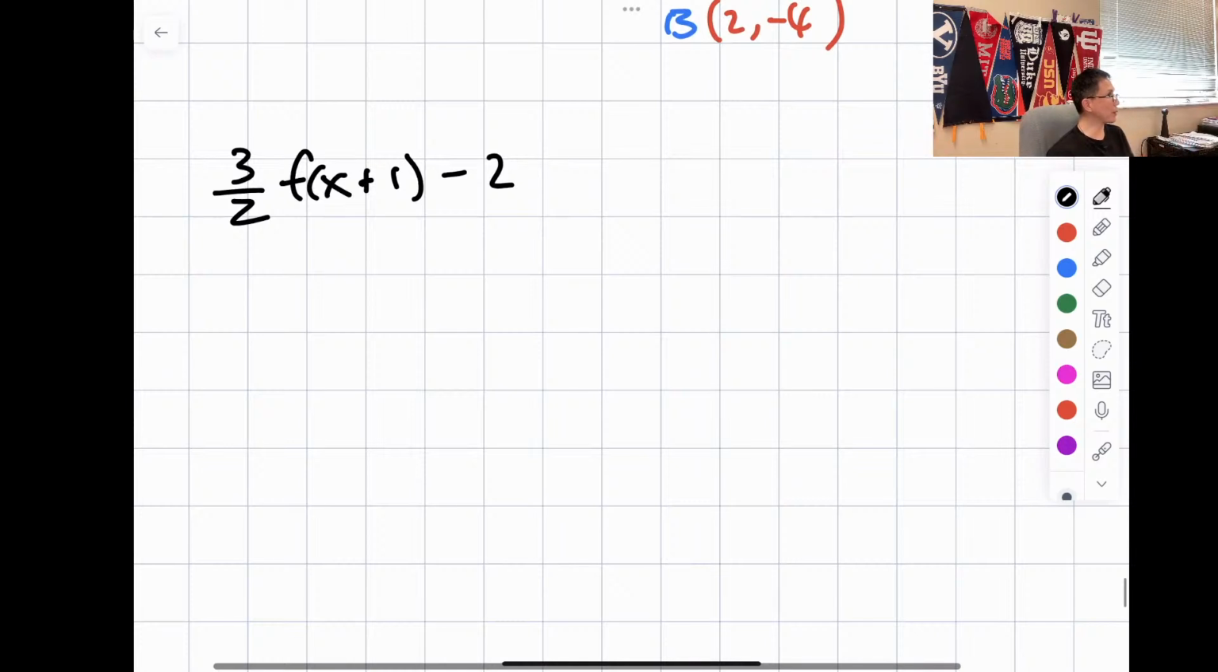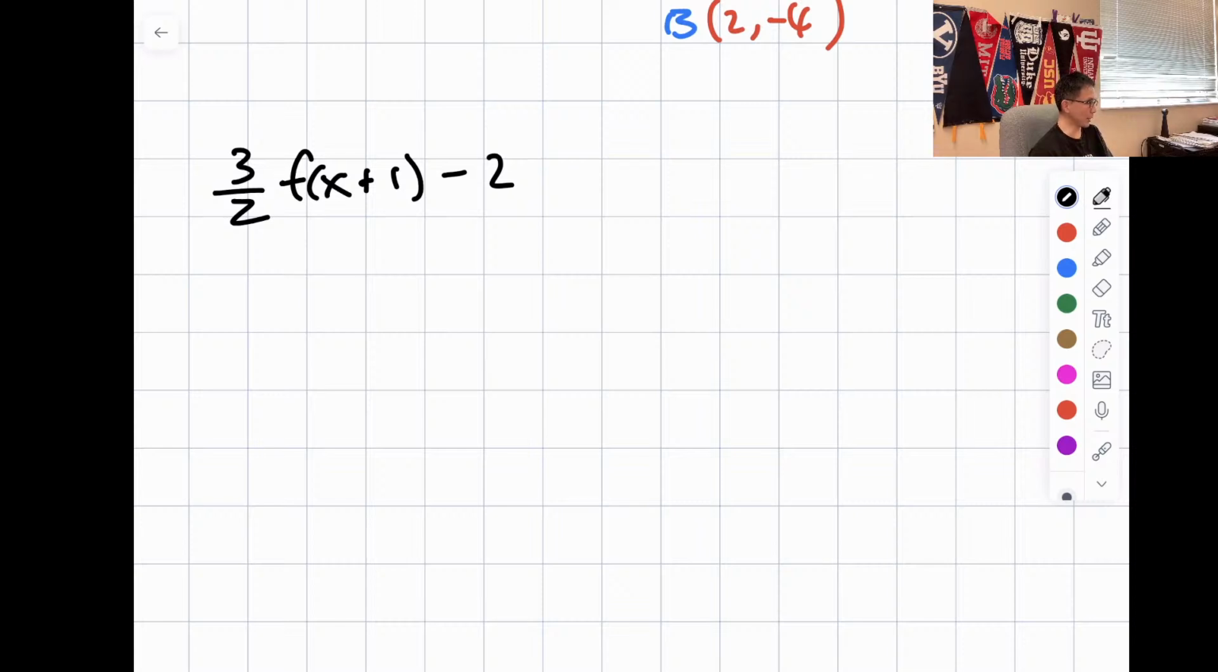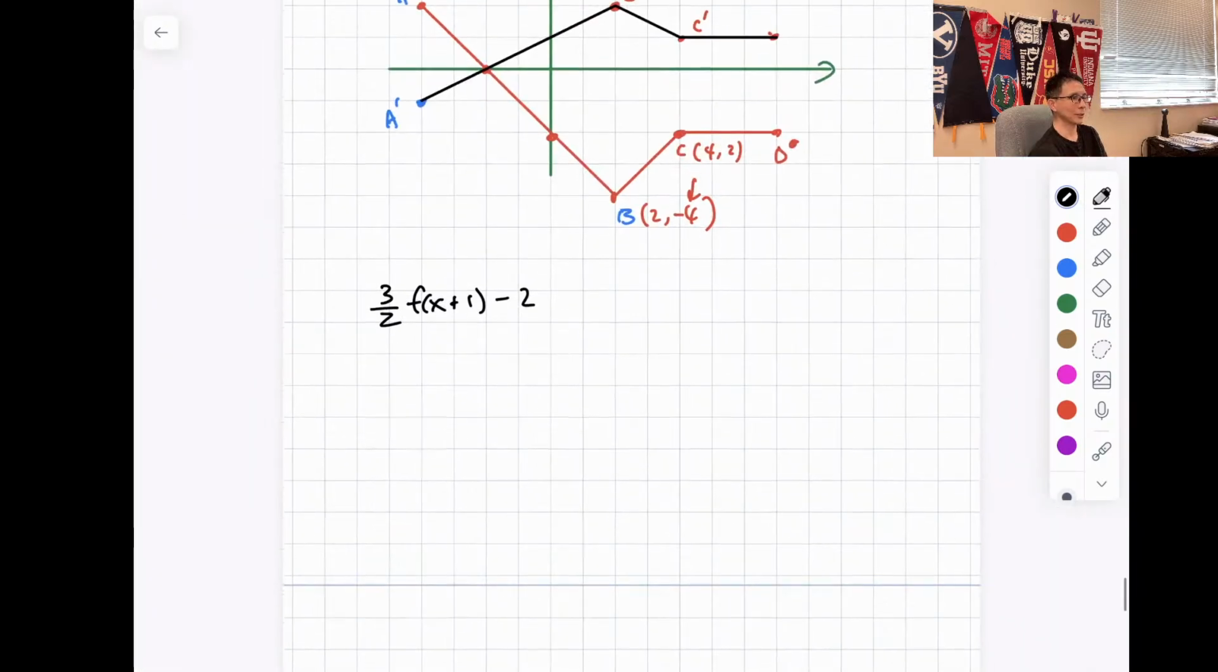This one is gonna be very challenging to craft. The reason being is you have to understand what is the order of operations here. What happened first in this case? Parentheses, so moving which direction? Left or right? Left. And what do I do next? You multiply by 3/2. And then what happened after that? Go down 2. Okay, so now you guys go graph it.